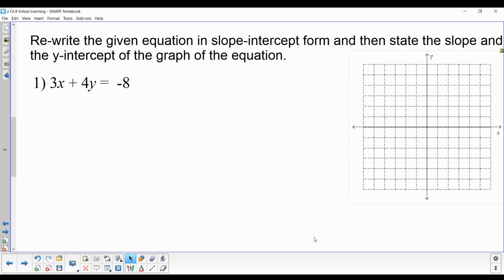In this video, we're going to rewrite the given equation in slope-intercept form. We are then going to state the slope and the y-intercept, and then graph the equation. So let's start. This equation is not in slope-intercept form. Please remember that slope-intercept form has y equals first.